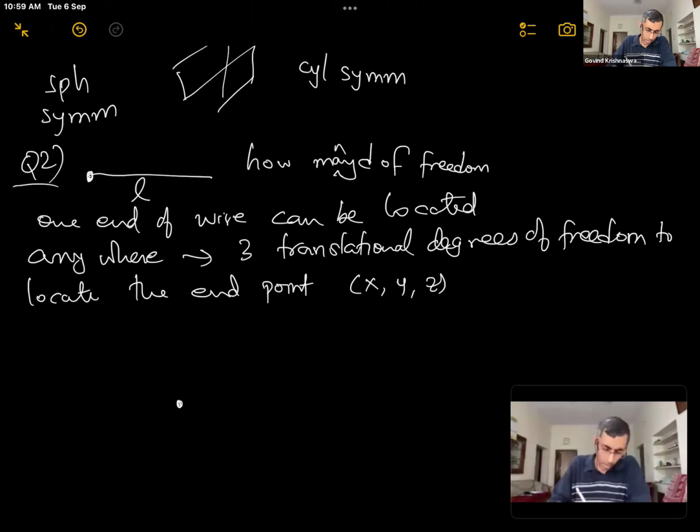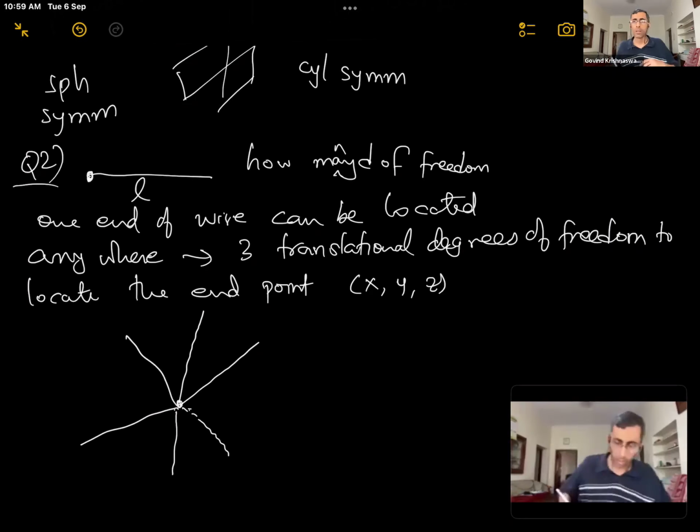So having fixed the location of this endpoint, the marked point, you will notice that there are many possible ways in which we can orient the rod or wire. And I'm drawing a few of them here. The wire need not lie on any fixed plane. It can point in any direction in 3-dimensional space. Yeah, so we need to enumerate those possibilities.